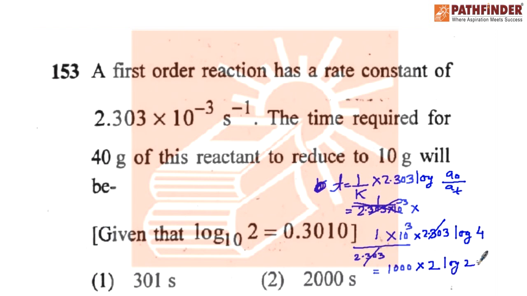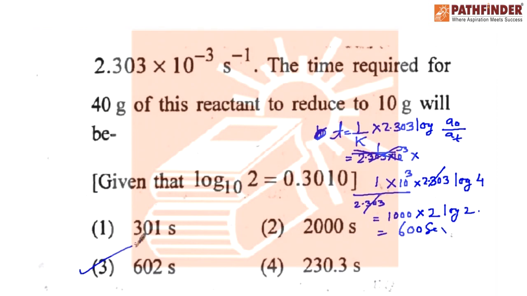Log of 2 means ultimately it will be 0.3. So 2 into 0.3 comes 0.6. So ultimately 0.6 into 1000, it will come near about 600 seconds. So which option will be correct? Yes, 602 seconds. Okay, fine.